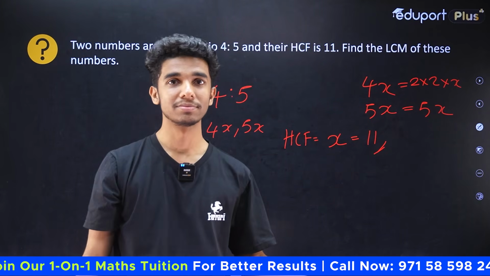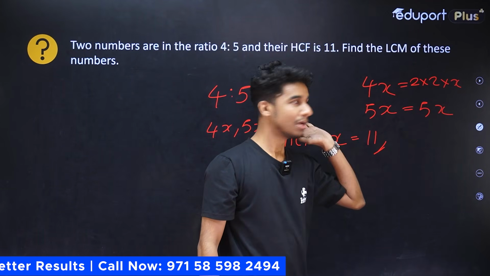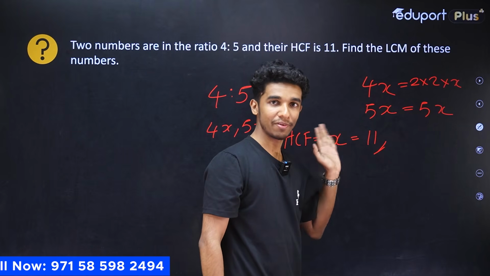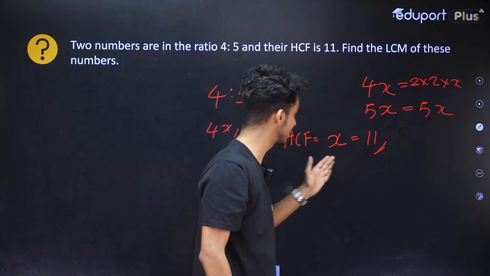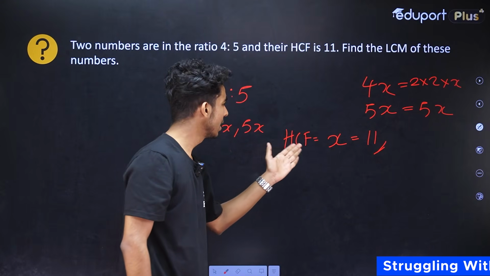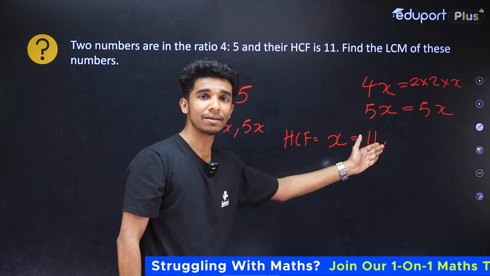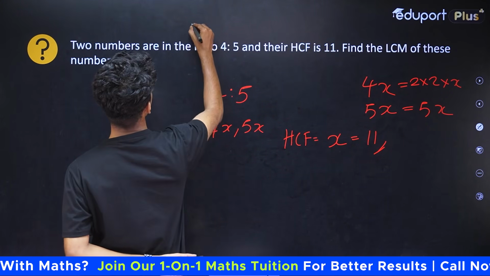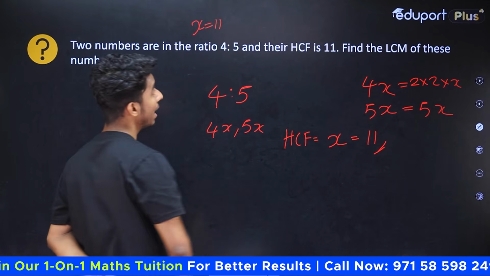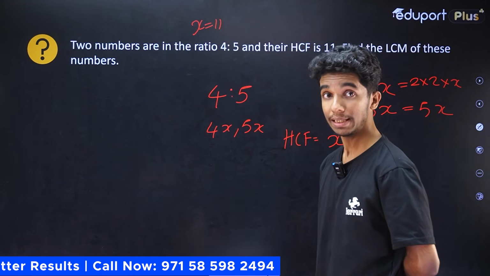So x is 11. See students, 4x can be written as 2 into 2 into x, 5x can be written as 5 into x, and x is common. That is our HCF. HCF is what is common, so x is the HCF, and it is given that the HCF is 11. So x is equal to 11. And our question is to find the LCM of these numbers.